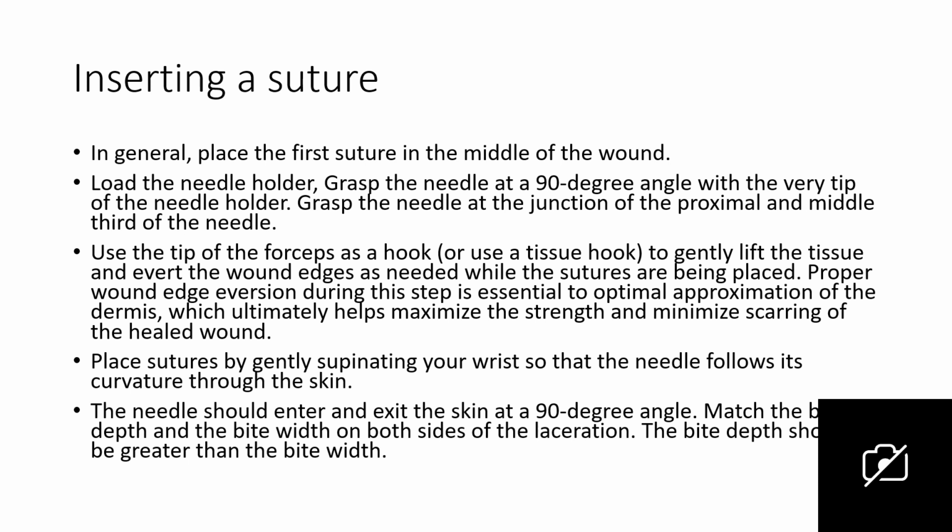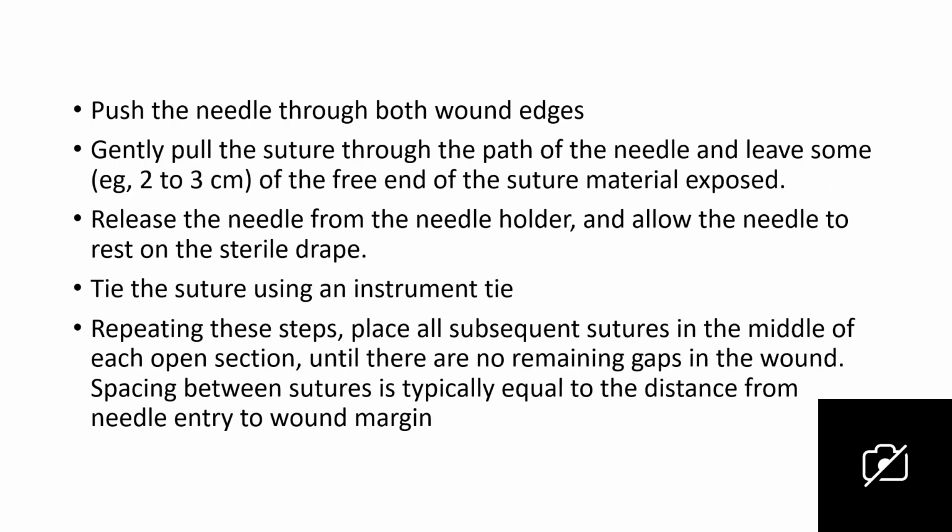Place sutures by gently supinating your wrist so that the needle follows its curvature through the skin. The needle should enter and exit the skin at a 90 degree angle. As for the depth of the bite and width on both sides of the laceration, the bite depth should not be greater than the bite width. Push the needle through both wound edges. Gently pull the suture through the path of the needle and leave some, for example 2 to 3 centimeters, of the free end of the suture material exposed. Release the needle from the needle holder and allow the needle to rest on the sterile drape. Tie the suture using the instrument tie.